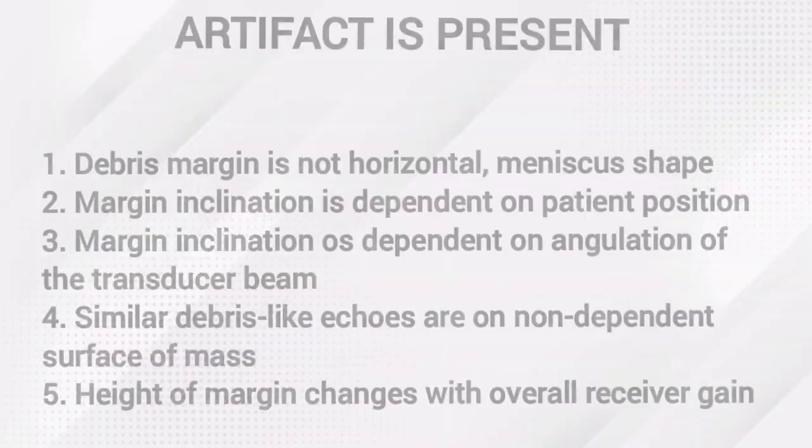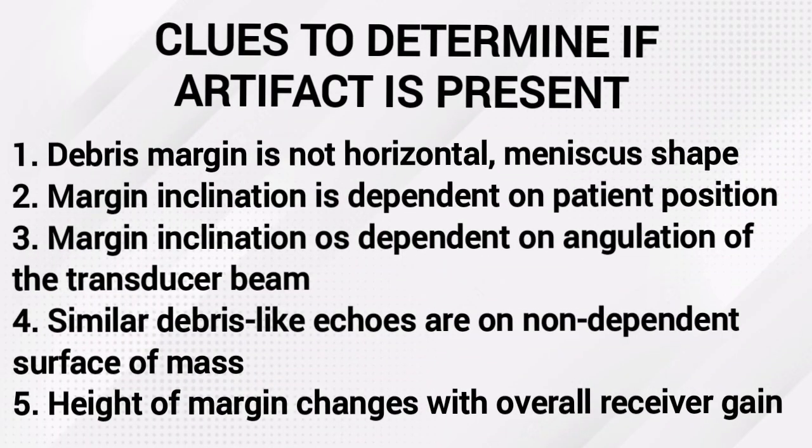The task is to differentiate between true and false lesion and debris. Now, the following are clues that can be used to decide if an artifact is present or not. Number one, the debris margin is not horizontal, rather it is meniscus shaped. So the margin of debris is usually meniscus. It's not horizontal.